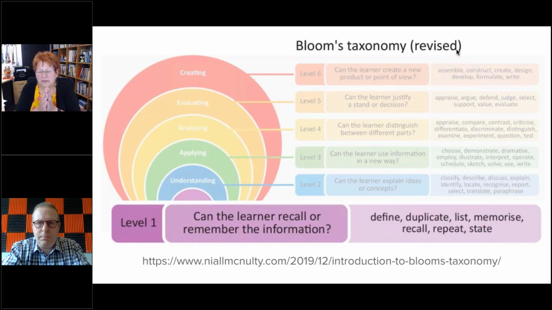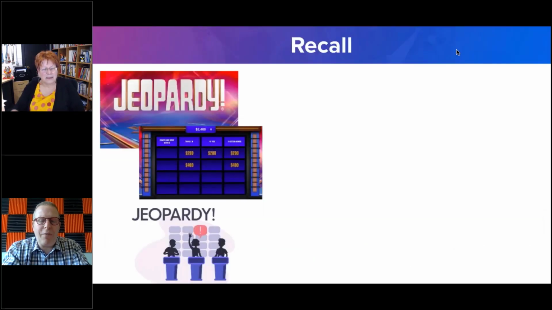So in order for us to get to that higher level of learning, there are some games that we can use at level 1 to build that foundation. Stephen, why don't you show us some of those? Sure. So we have 3 that we're going to go through, and there are tons out there.